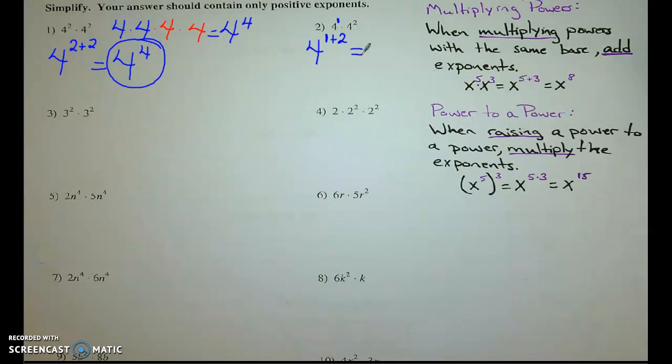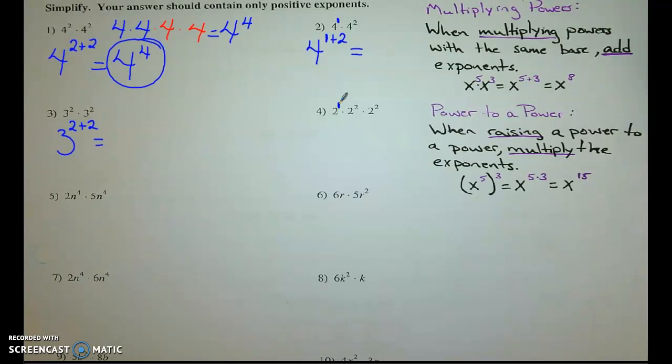Number 3. Okay, 3 to the 2nd power times 3 to the 2nd power. Again, our bases are the same. And we go 2 plus 2, and that's going to equal, and you'll finish that one up. Number 4 you're going to do on your own, but remember this first 2, even though I can't see an exponent, I know it's 2 to the 1st power.